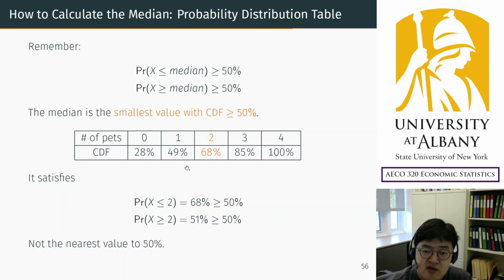Another thing you have to be careful about is that we do not choose this number, even if it is the closest to 50%. That's not what we choose as the median. The median must satisfy these two conditions. Okay?